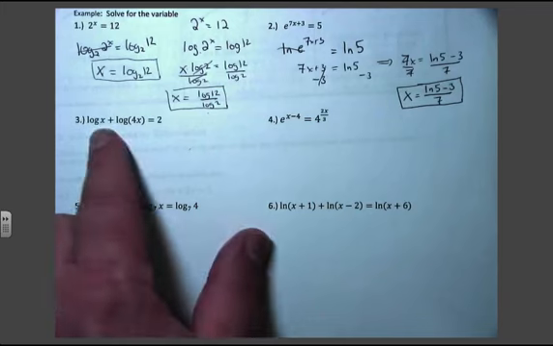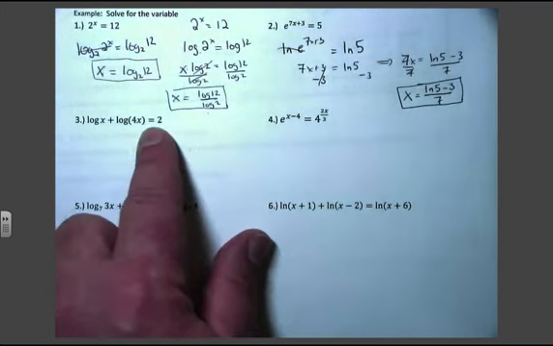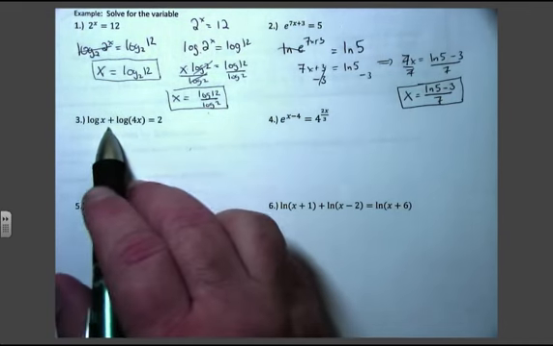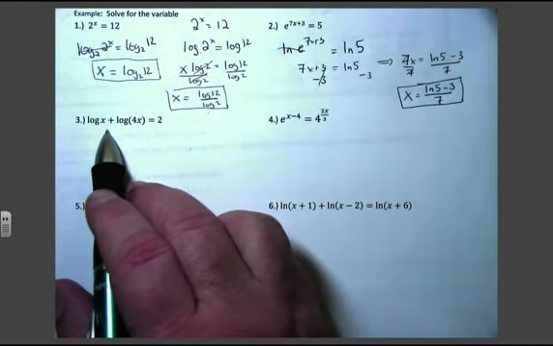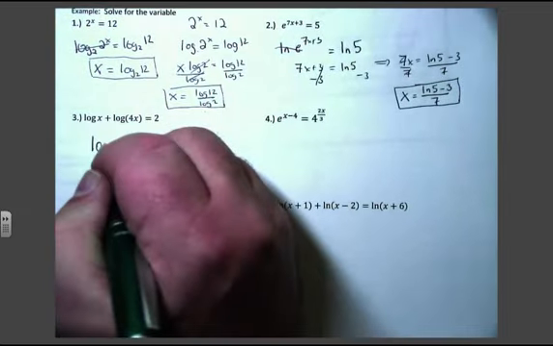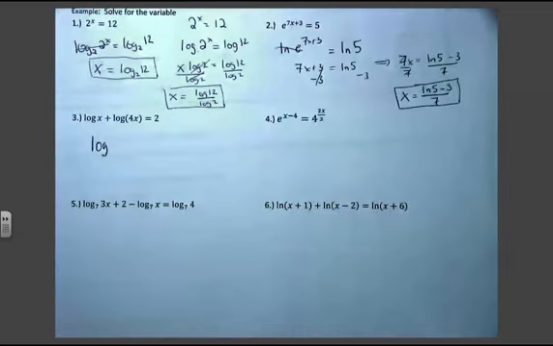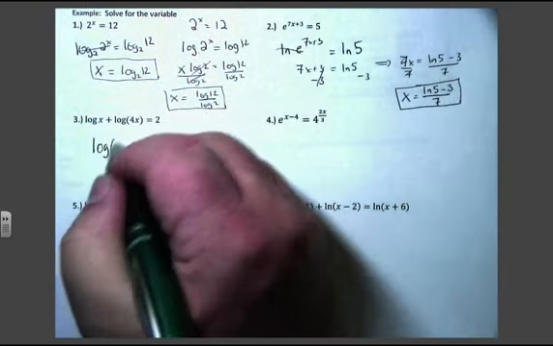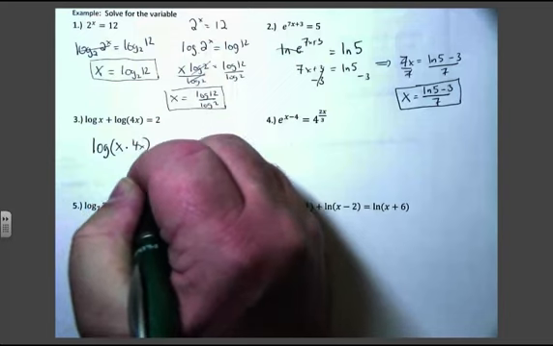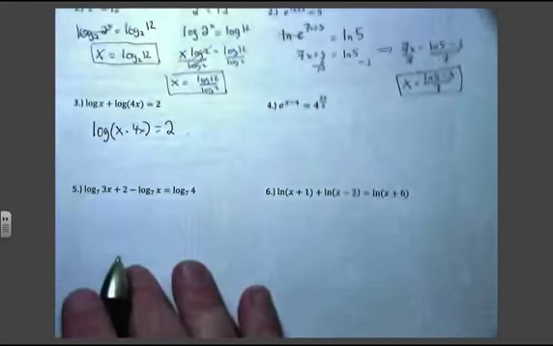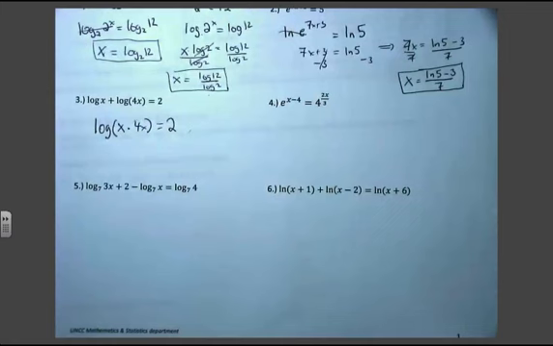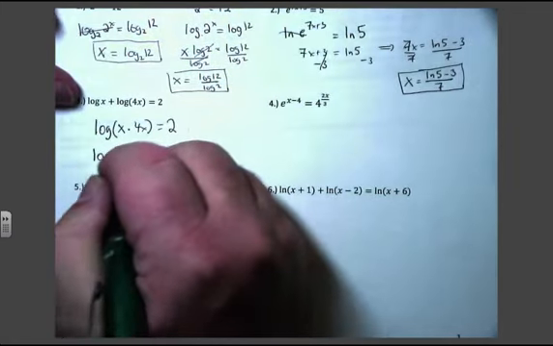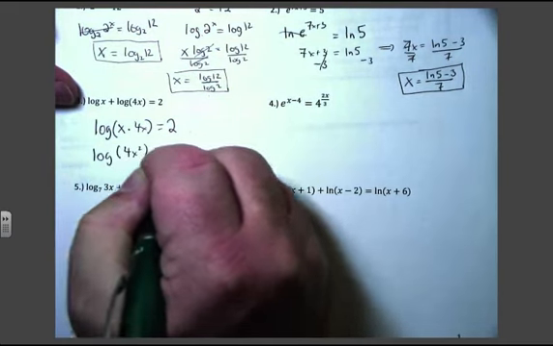But this is a type 1 log equation. I only got logs on one side. So here we go. Addition. What is addition turned back into? Multiplication. What is the base on this log, even though they didn't write a base down there? This is understood to be base 10. And when addition turns back into multiplication, we're multiplying x times 4x. It's equal to 2. I'm going to clean that up. What is x times 4x? There you go, 4x squared. So this is the log of 4x squared equals 2.